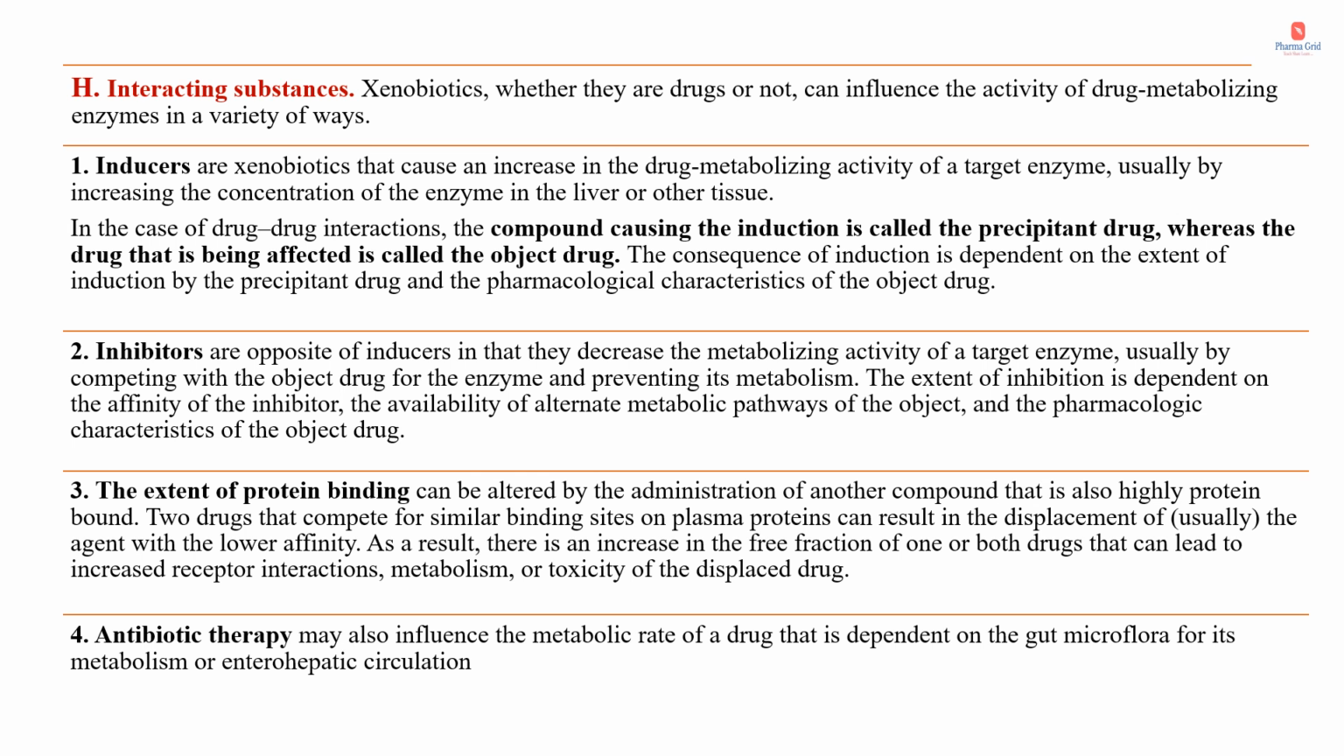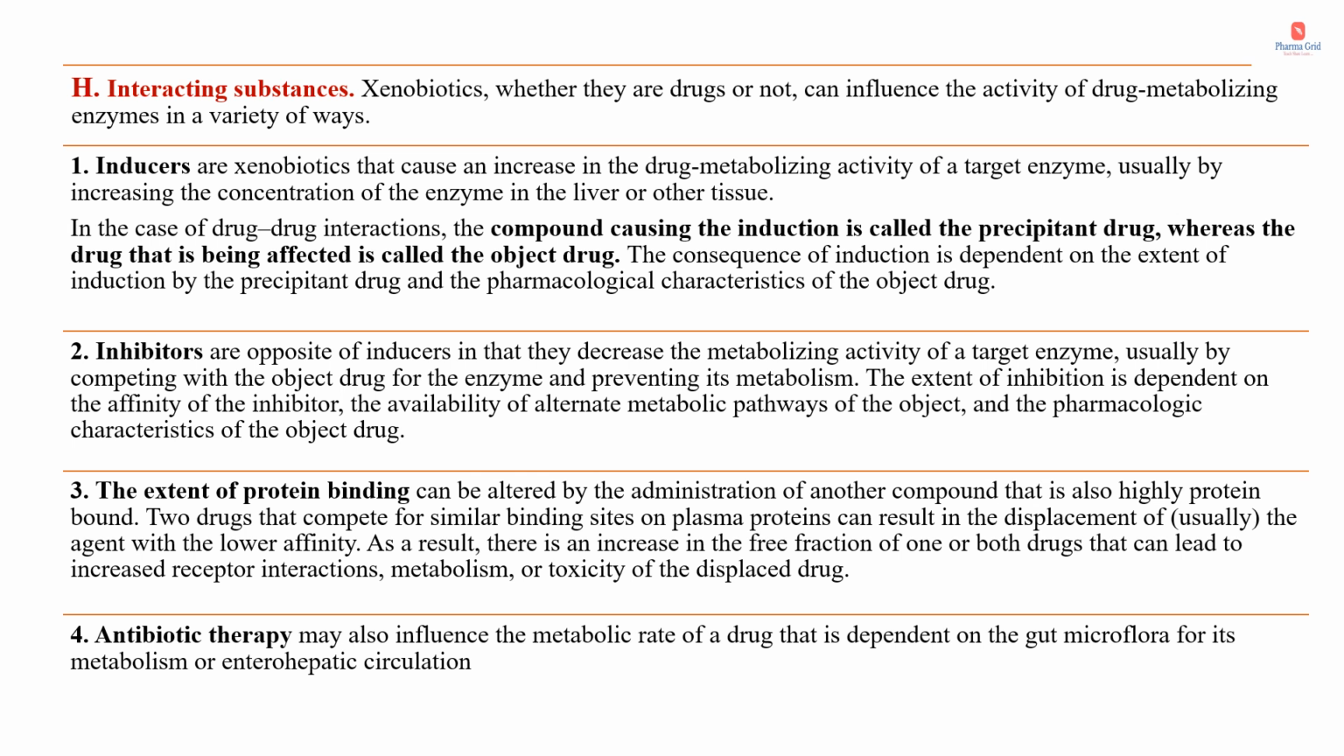Enzyme inhibitors are the opposite of inducers in that they decrease the metabolizing activity of the target enzyme, usually by competing with the object drug for the enzyme and/or preventing its metabolism. The extent of inhibition is dependent on the affinity of the inhibitor, the availability of alternate metabolic pathways of the object drug, and the pharmacological characteristics of the object drug.